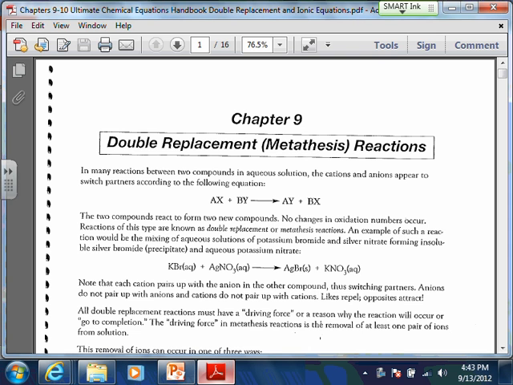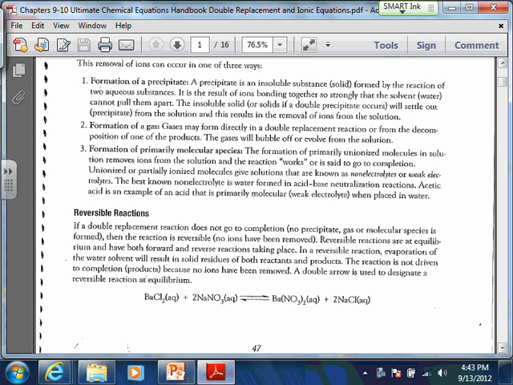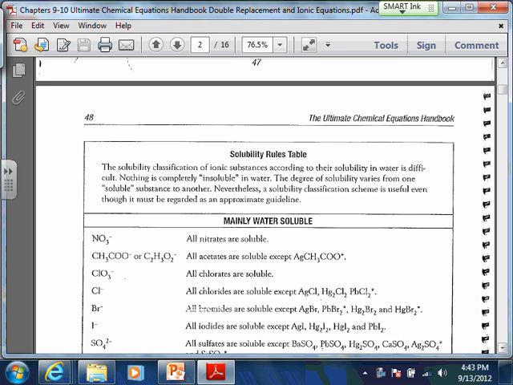Double replacement reactions here, it's giving you some information on that. Now this is basically a lot of what we just talked about, but this is not bad reading. You don't need to worry about reversible reactions for right now. We're going to go into that in a lot more detail soon. This is a better solubility table, and I say better, it's more complete than the solubility table in your book.